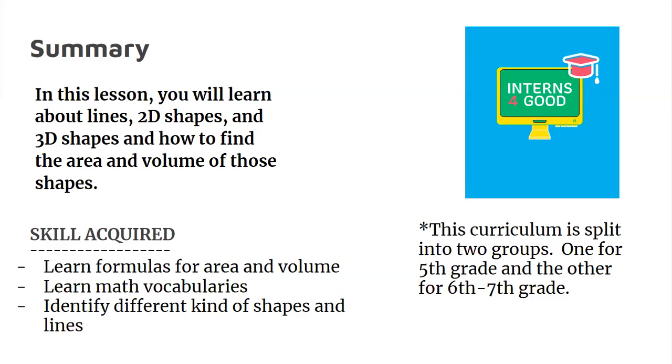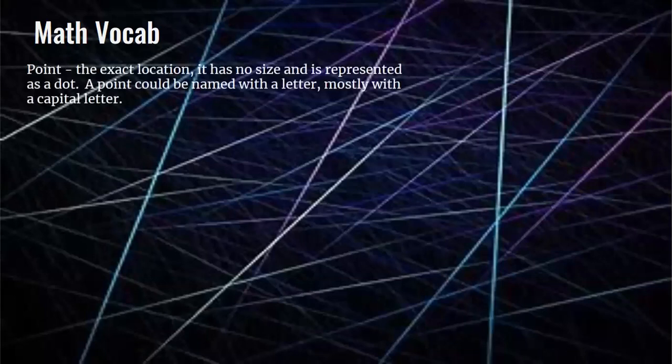All right, next, 5th grade. Some math vocabulary you can learn are points, the exact location. A point has no size and is represented as a dot. A point could also be named with a letter, mostly a capital letter. Next word we have is segment. A segment is 2 points that are connected by a line.